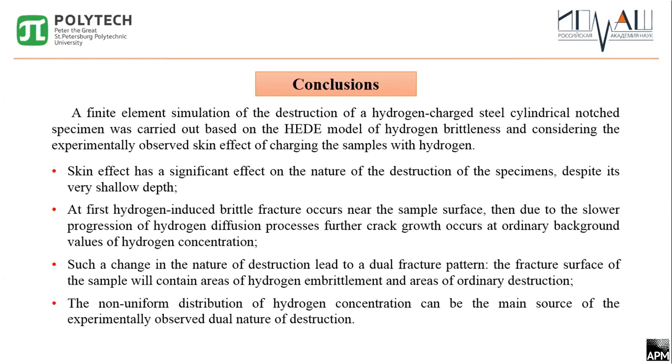The fracture surface of a sample will contain areas of hydrogen embrittlement and areas of ordinary fracture. In this way, the non-uniform distribution of hydrogen concentration can be the main source of the experimentally observed dual nature of fracture, which is commonly explained by the simultaneous action of the HELP and HEDE mechanisms at the crack tip. That is all. Thank you for your attention.